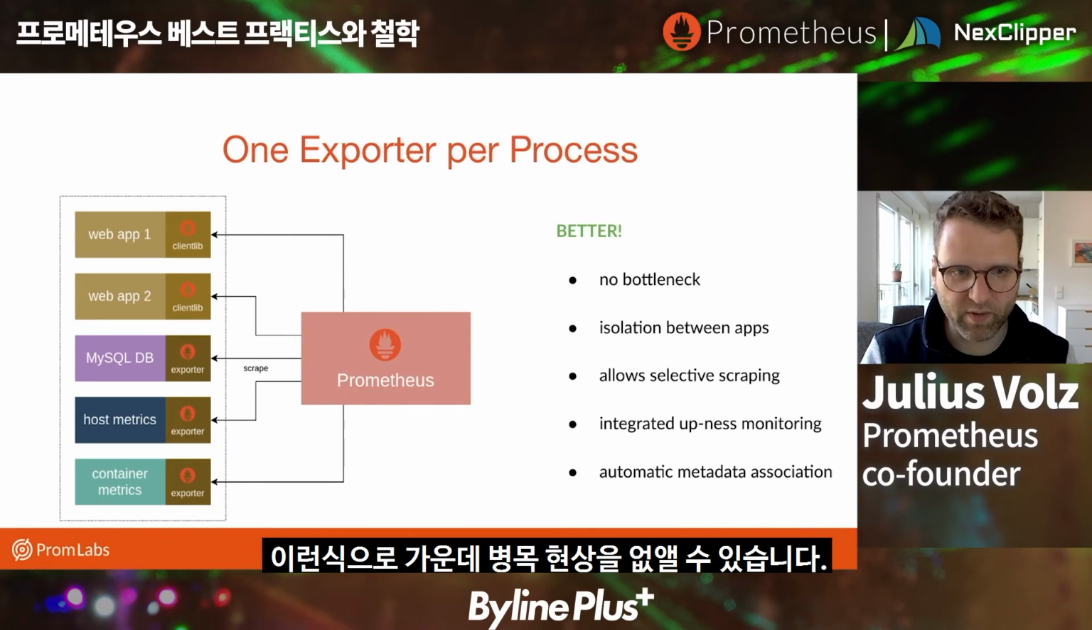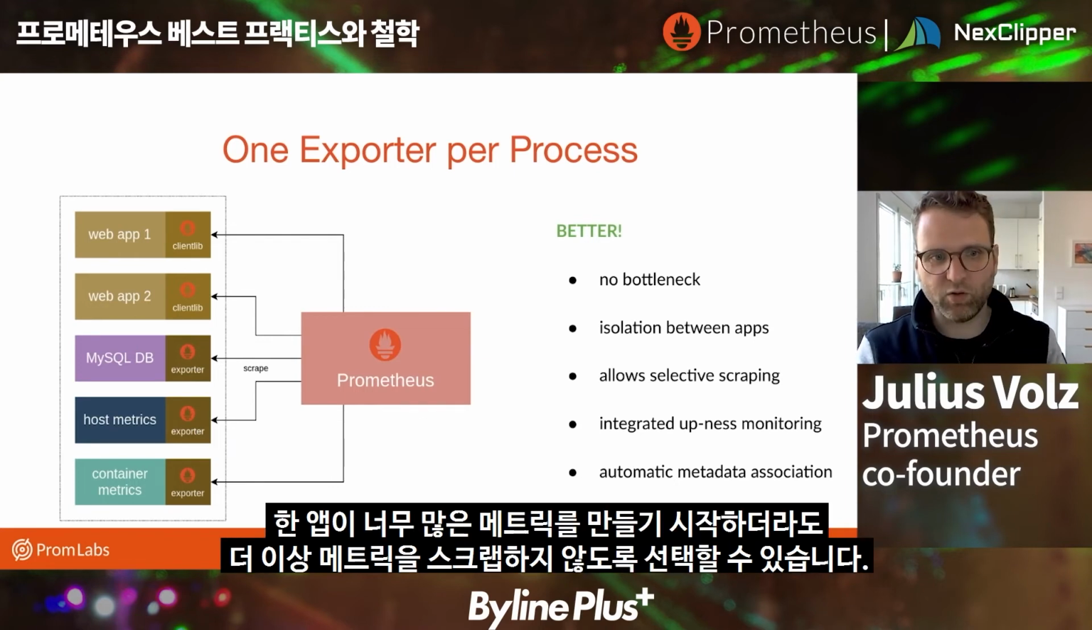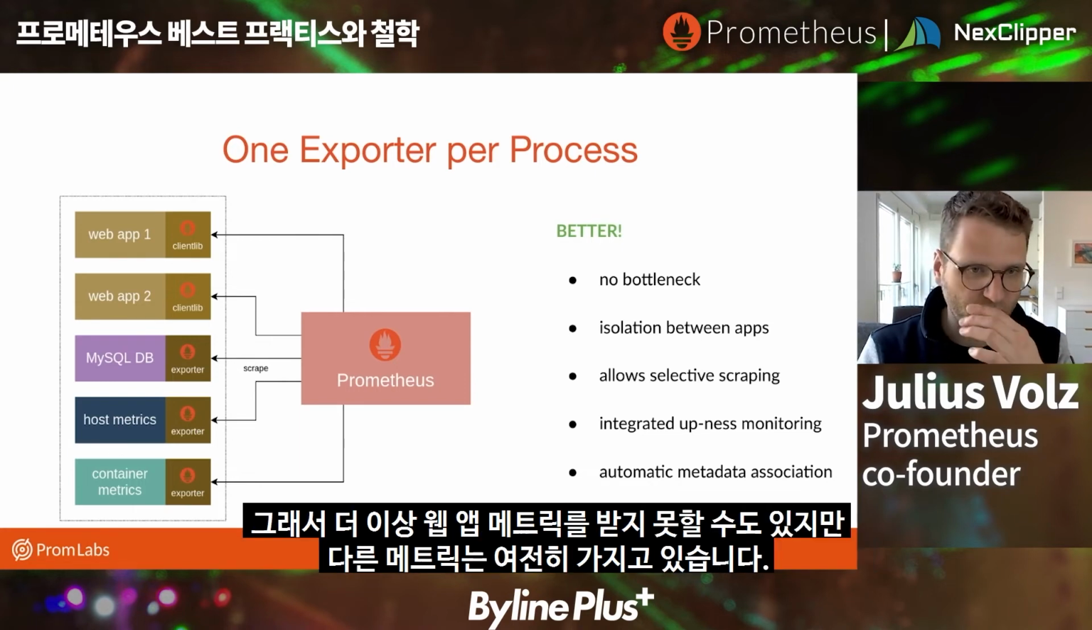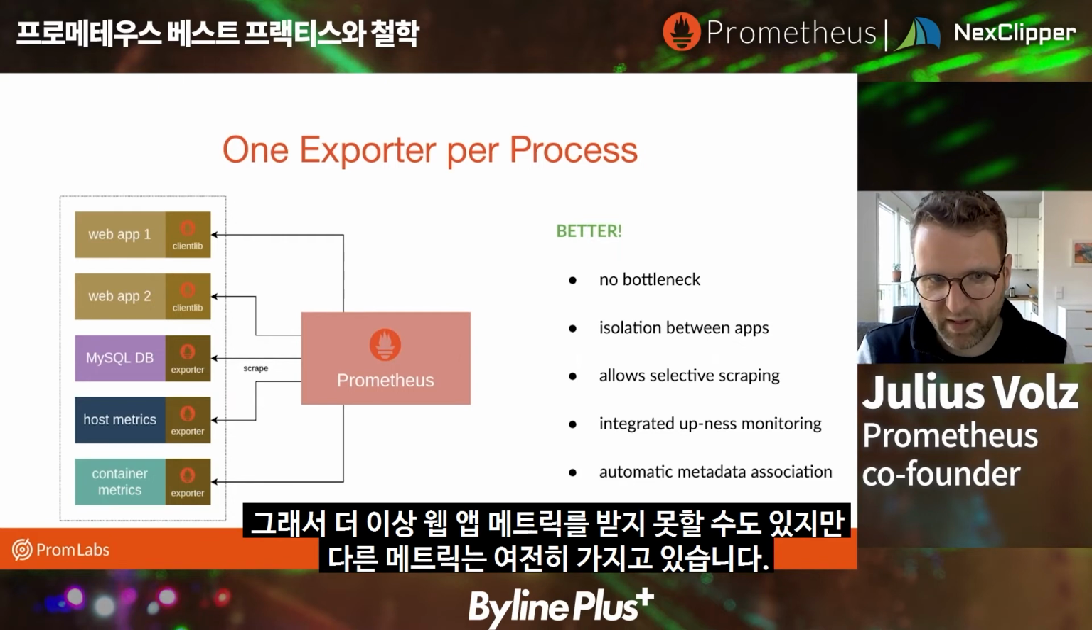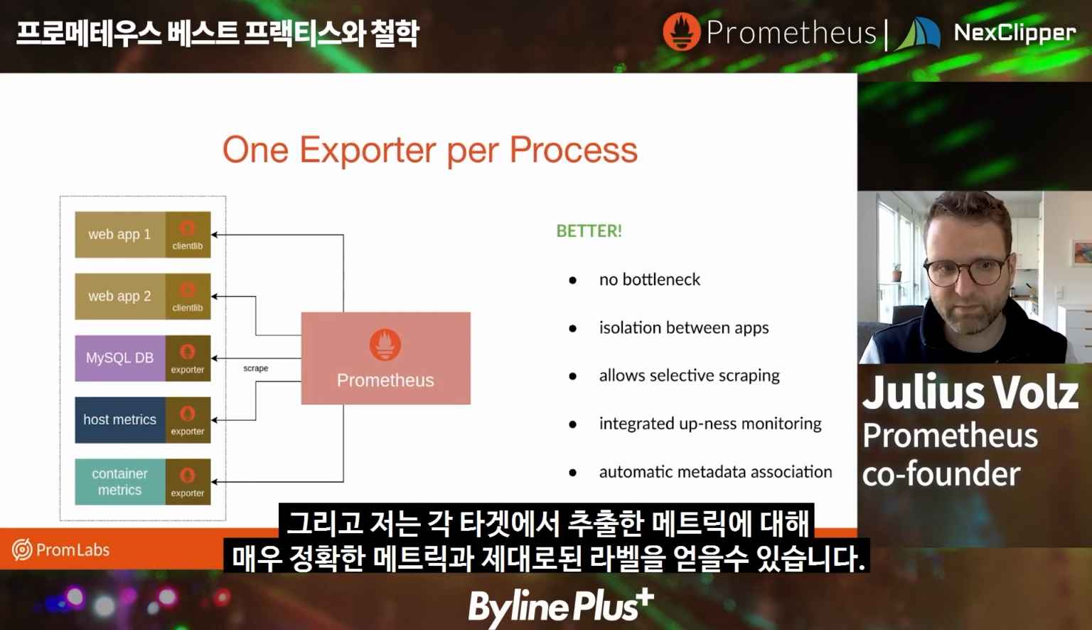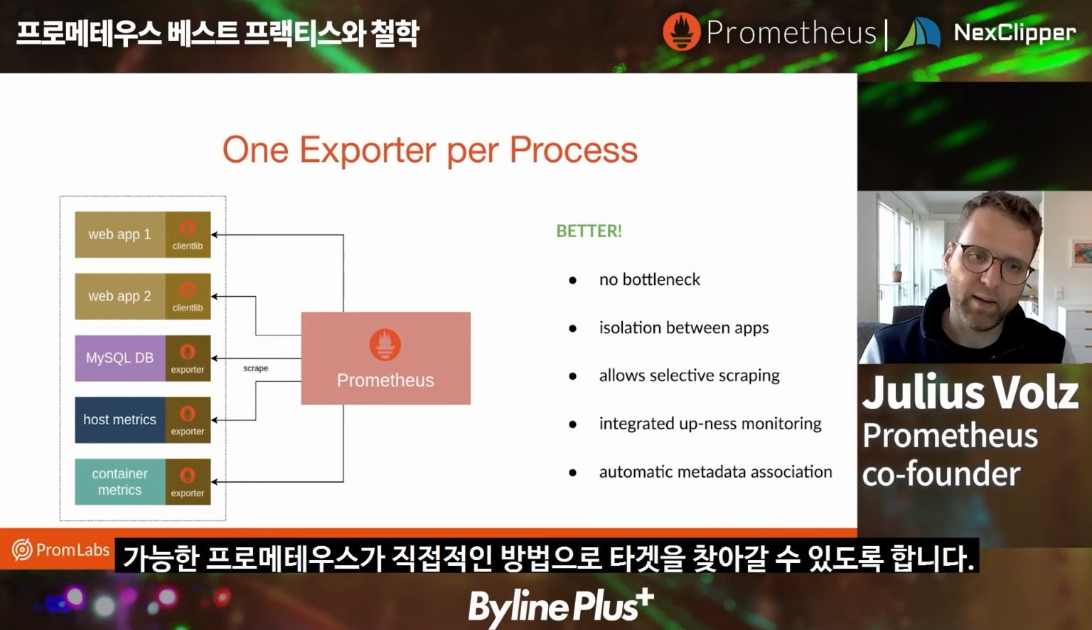So you get rid of this one central bottleneck. If one app starts creating too many metrics, I can still choose to just not scrape that anymore. So I might not get any web app metrics, for example, anymore, but I still have the others. I get the very fine-grained up metrics. I get, on the metrics pulled from each target, the proper labels. So make it possible for Prometheus to go to your targets in as direct a way as possible.